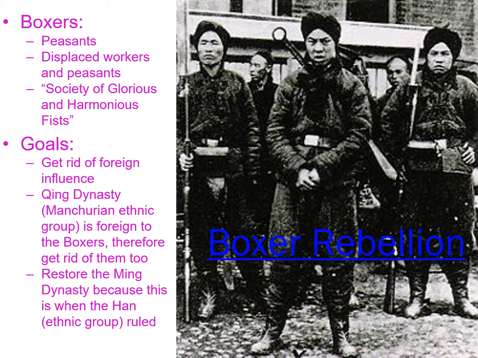Now, the Boxer Rebellion was a rebellion that was done by the peasants, which could also indicate the ending of the mandate of heaven and the dynastic cycle. But those peasants were displaced workers, and they wanted to create a society of the glorious, harmonious fist. Their main goal was to get rid of the foreign influence, the imperial powers that I mentioned before. During the Qing dynasty, which is the Manchurian ethnic group, it was foreign to the Mongols, and therefore they wanted to get rid of them, and instead then to restore the Ming dynasty because that was where the Han Chinese, the Han being the mainland Chinese, where their ethnicity or group had originated from.